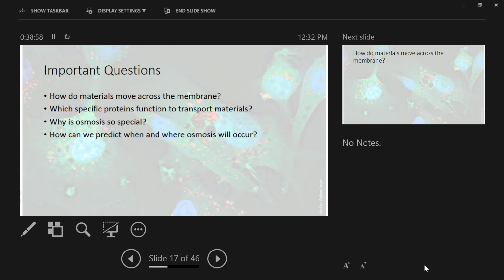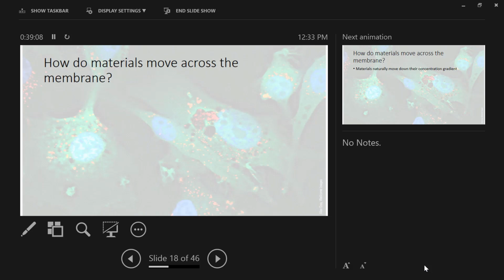How can we predict when and where osmosis will occur? All right. How do materials move across the membrane? Okay, we've mentioned this several times. Materials naturally move down their concentration gradient. That's the way materials tend to move. Whether it's just moving through air down the concentration gradient, or it's moving across the barrier down their concentration gradient. That's where things tend to move.